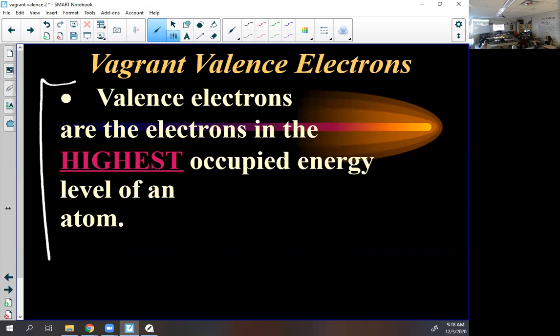Okay. Valence electrons. Raise your hands if you've heard of the term valence electrons before. Everyone has. I mean, everyone that isn't raising their hand has not. That's a lot of people. All right. Well, let's visit. Valence electrons are the electrons in the highest occupied energy level of an atom.